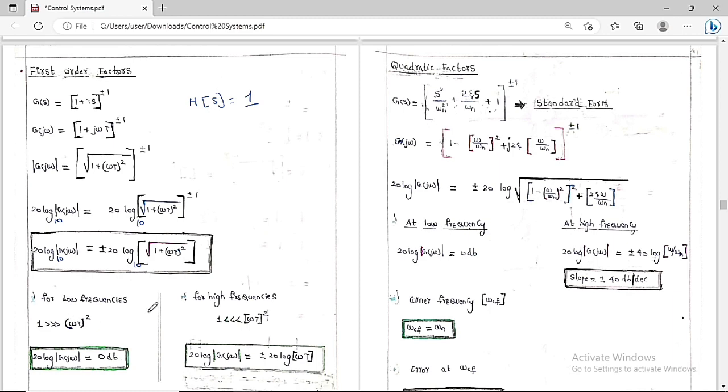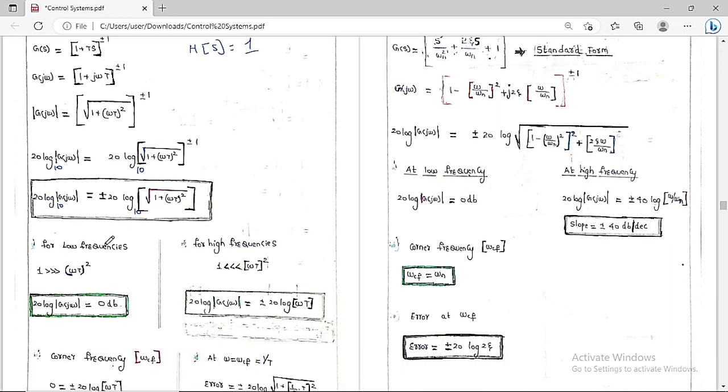Suppose for low frequencies, what are we going to get? For low frequencies, 1 is very much higher when compared to (omega t) whole square. So we are going to neglect this (omega t) whole square, and then we are going to get 1 only. The log of 1 with base 10 is nothing but 0. So this overall value is always equal to 0 dB for low frequencies.